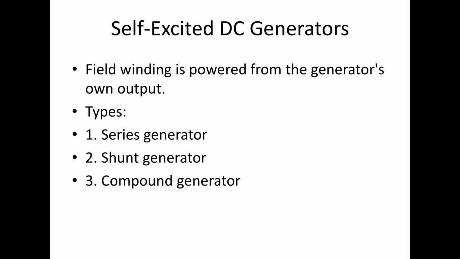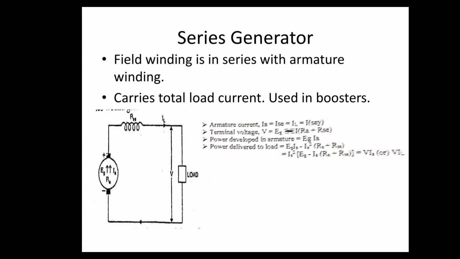Self-excited DC generators. A DC generator whose field winding gets current from its own output is called a self-excited generator. There are three types based on how the field winding is connected. 1. Series generator. 2. Shunt generator. 3. Compound generator.